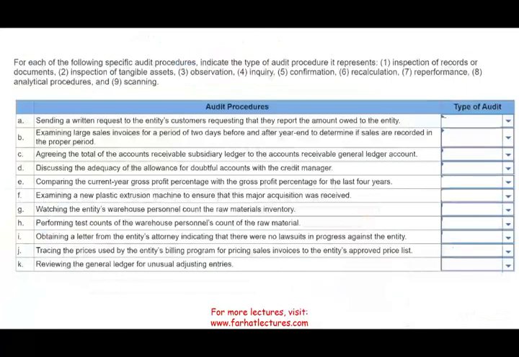So let's take a look at this problem in which we are given scenarios and you are being asked to select the type of audit procedure that we are discussing here. For each of the following audit procedures, indicate the type of audit procedure it represents. So again, we have many types of audit procedures and many types of evidence. You want to understand the different types of evidence. This is extremely important. I said this before at the beginning, but I cannot emphasize this enough.